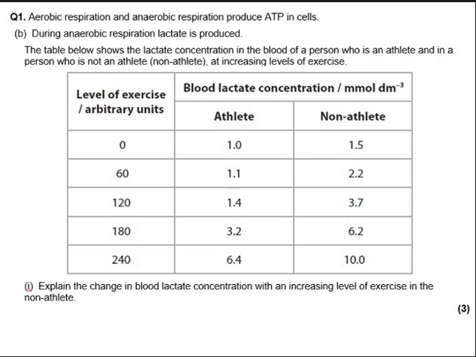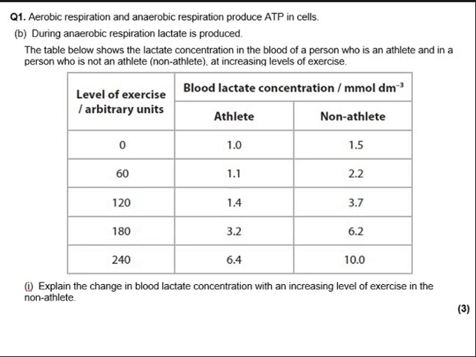Fair enough. During anaerobic respiration, lactate is produced. The table below shows the lactate concentration in the blood of a person who is an athlete and a person who is not an athlete, a non-athlete, at increasing levels of exercise. So we can see here we've got arbitrary units, so they're not measuring anything particular, and we've got increasing levels from no exercise to a lot of exercise. Blood lactate concentration in our athlete is increasing, and in the non-athlete, again, it's increasing, but we can see that at 240 there's more lactate in the non-athlete than there is in the athlete. It then says, explain the change in blood lactate concentration with increasing level of exercise in the non-athlete.